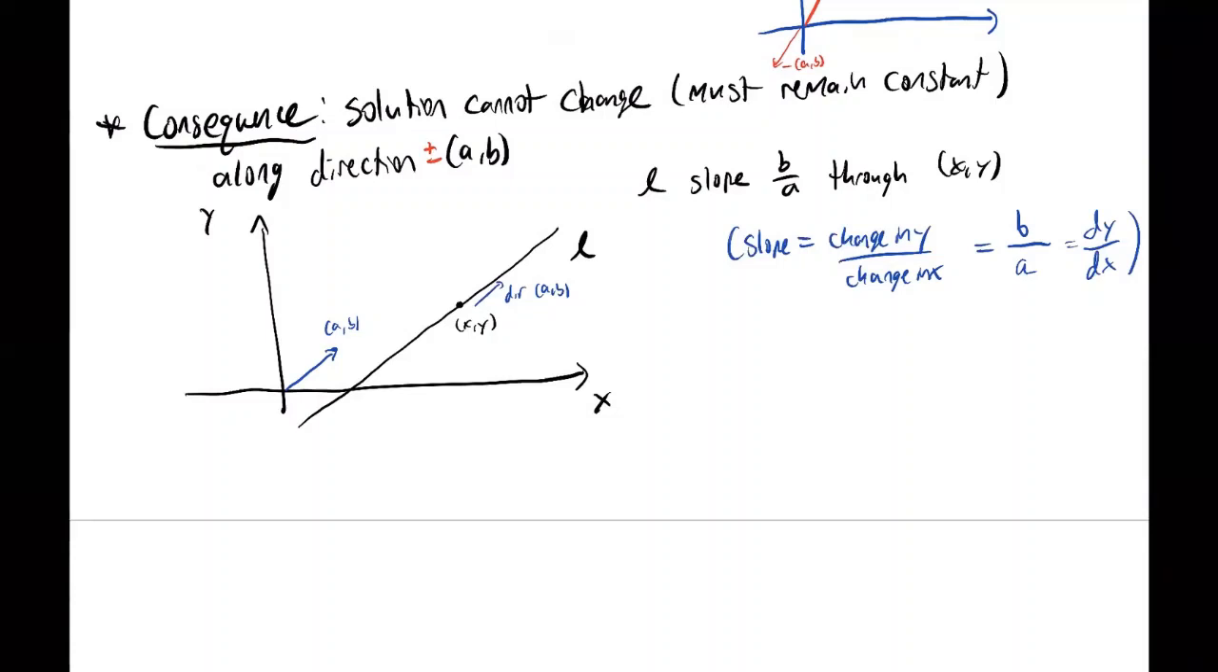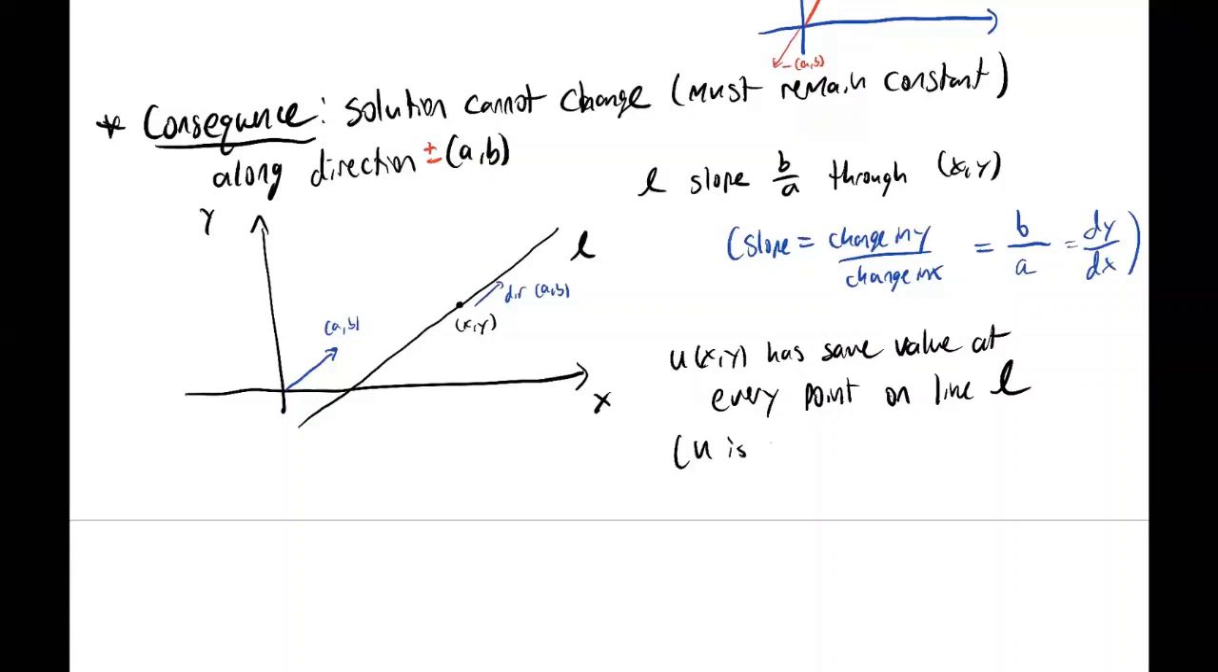Right, and so, what is this consequence I have starred above this? Well, this means that if I fix my point X comma Y, as I move X and Y along this particular line, my function U can't change, right? So U of X comma Y has the same value at every point on the line L, right? And so the more compact way of saying this is that U is constant on L.